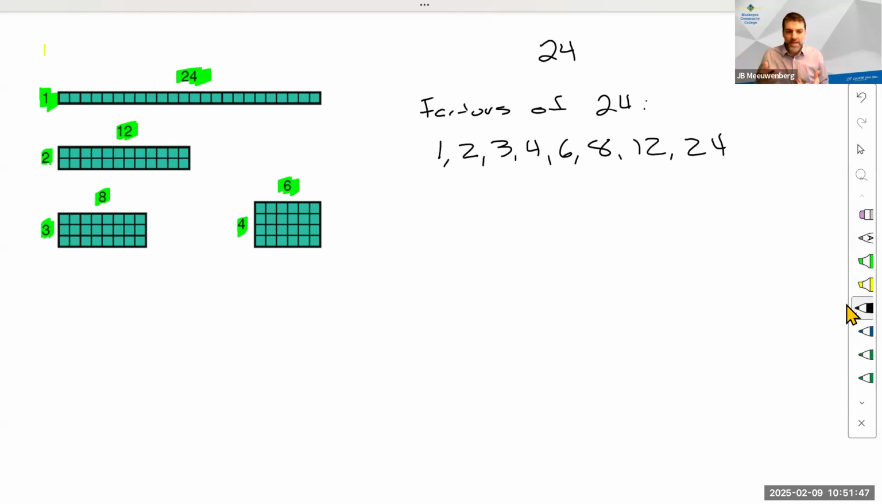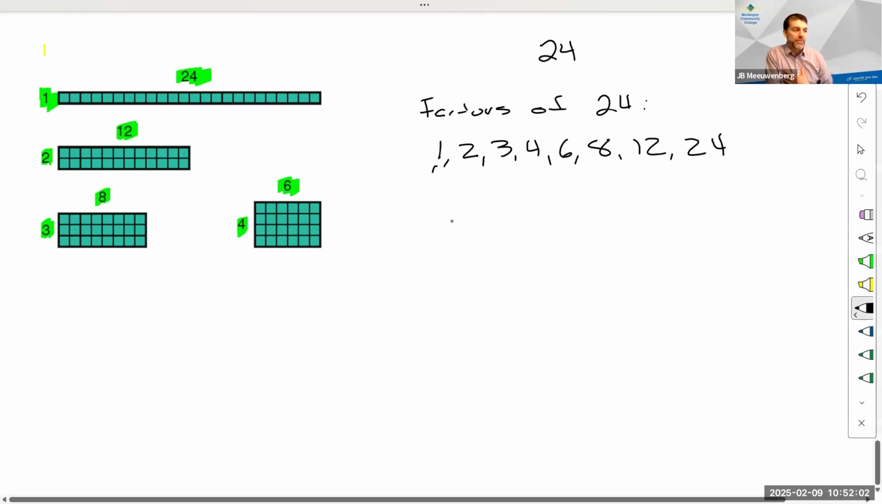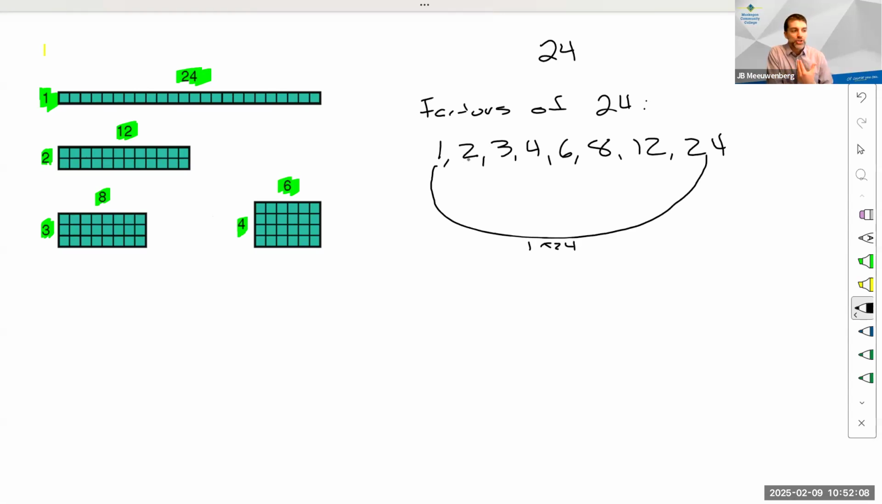Now, if you're not using the arrays to figure out what the factors of a number are, there's another method that can be helpful. For me, the arrays are so important, but I always like to connect the outer numbers. I think about 1 times 24, right? 1 times 24, and then I go to the next, 2. 2 divides 24, so it's 2 times 12.